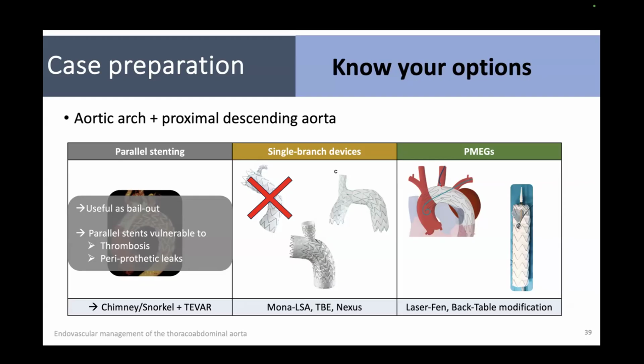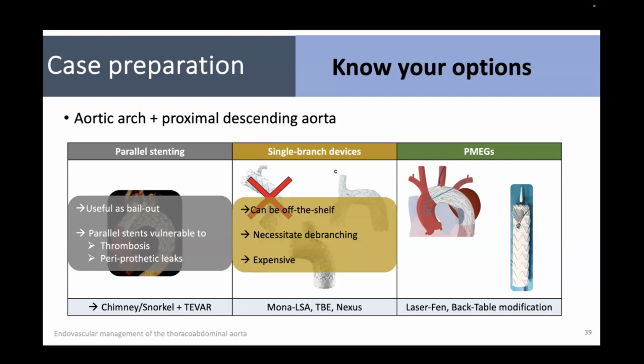You could also use single branch devices. We used to have the Mona LSA Medtronic grafts, but it was recalled because of some cases of rupture in the fabric. Now we have the Nexus graft for zone zero landing, but mostly right now we have the TBE graft. It's a unibranch graft by Gore that is now available in Canada and that we can use as of this year. We can also use PMEG grafts. The main difference between PMEGs and single branch devices is that we don't need the debranching, and the grafts are also way cheaper because you can use any thoracic graft that you have on your shelf, besides maybe PTFE for the lasers.